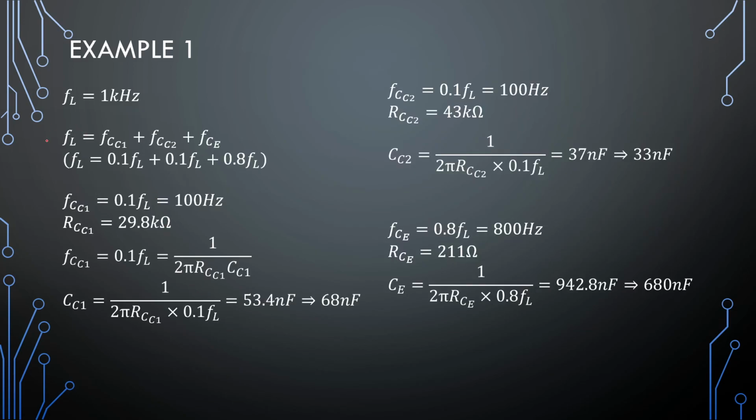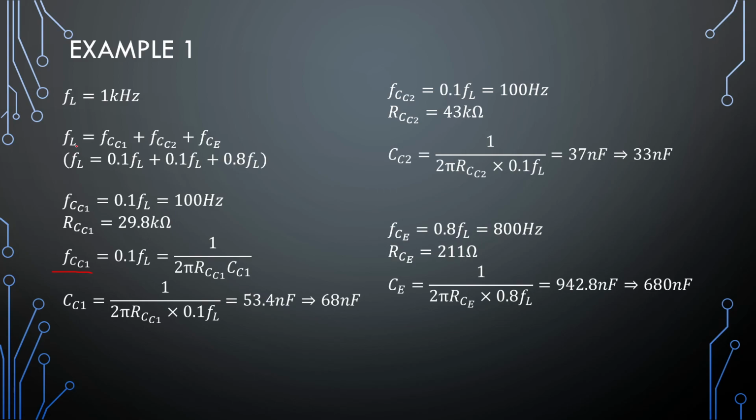Now, F low is FCC1 plus FCC2 plus FCE. If we had capacitor values, we could have just calculated FCC1 by using the resistor and the capacitor that's in the circuit like this. So 1 over 2 pi RC, the typical 1 over 2 pi RC equation. Then you can calculate that for all three of them and just add the results together, and that will be your lower frequency.